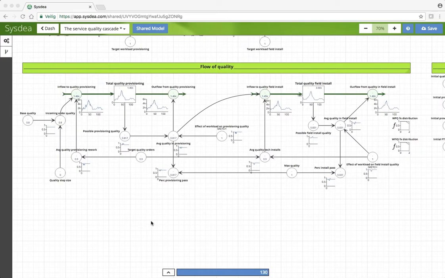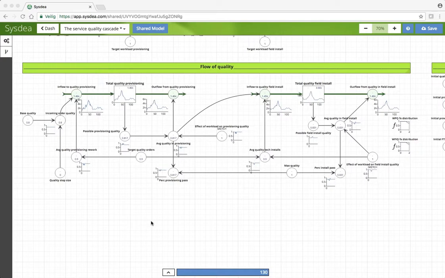The flow of quality is a complex sector in this model, but it's important. We define quality here quite simply as the percentage of orders that actually does not result in rework. There are many definitions of quality, but that's what we use here. So 1 minus quality is the fallout rate or the fail rate.